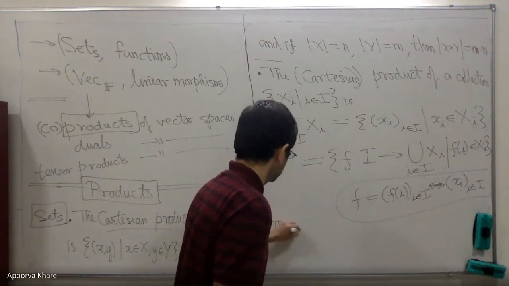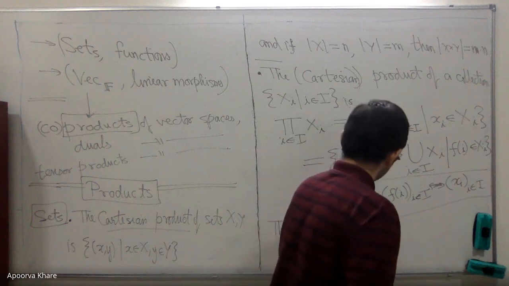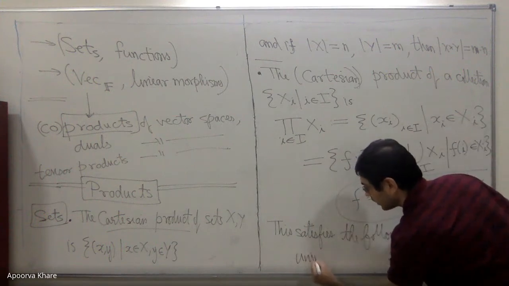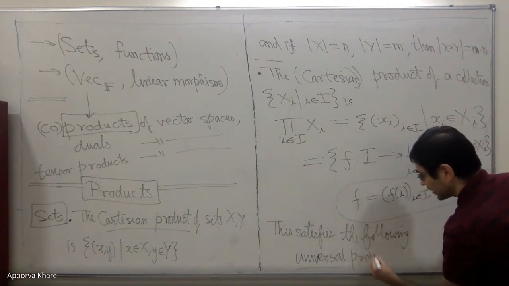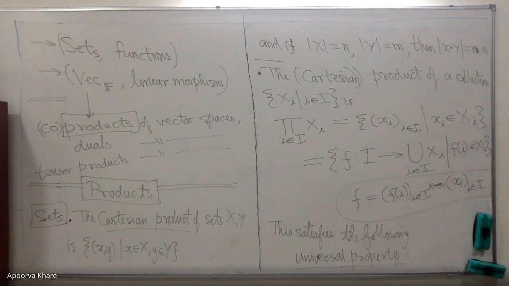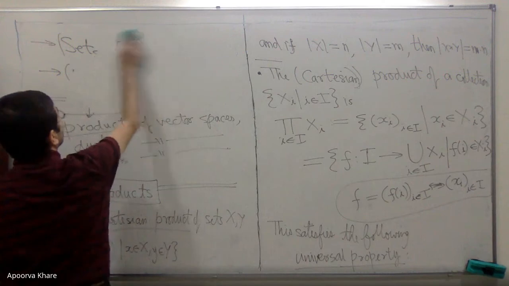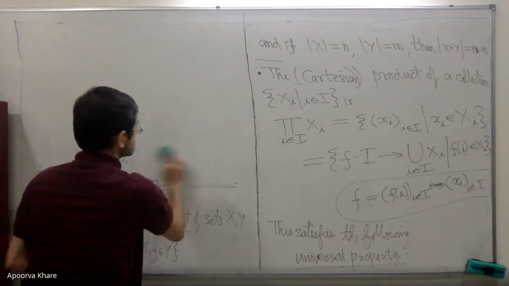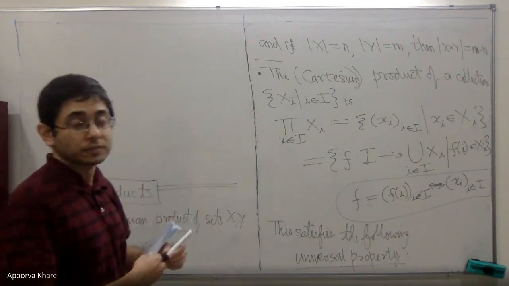This satisfies the following universal property. And universal properties are phrased in a way that may be unfamiliar to you right now, but I hope to show you, well, I will show you at least one more property like this in today's class, and maybe you'll see what the point of these universal properties is. So we will see that. Okay, so what is the property that this construction, this Cartesian product, satisfies for sets?